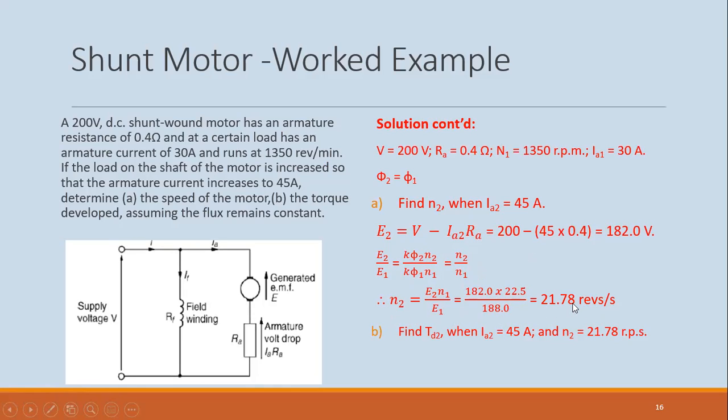All right. So having that speed, I can work out what the torque developed is. So I need to find the torque developed. IA2 is 45, N2 is 21.78. Everybody with me right here? Yes, sir. Okay. Let me see what's in the chat here. Okay. All right. Good.